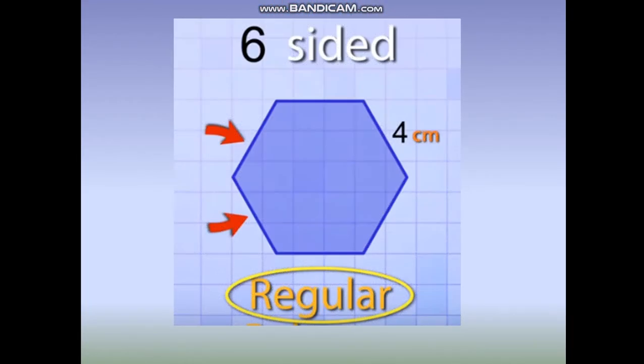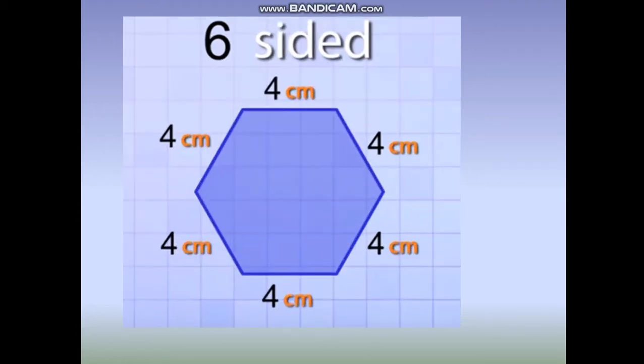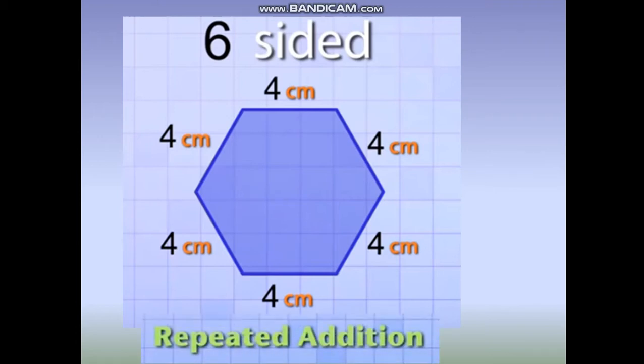If we have a regular polygon like this hexagon, it has 6 equal sides, each side represented by 4 centimeters. So I can plot 4 centimeters for each side. To find the perimeter of this polygon, we should add all the sides. So the equation will be repeated addition: 4 plus 4 plus 4 plus 4 plus 4 plus 4. So we are going to add 6 times 4 centimeters.